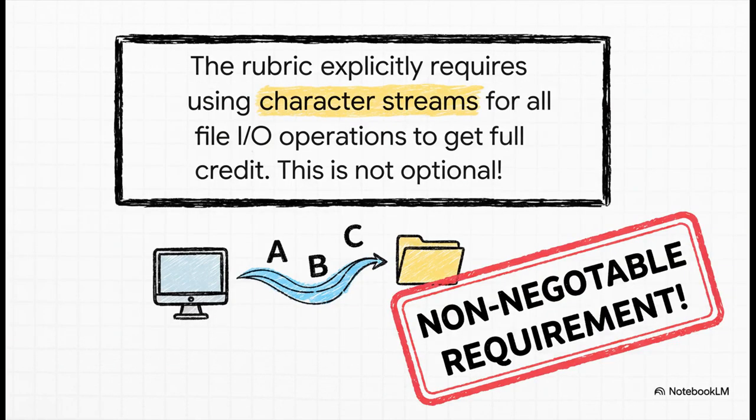Now, hold on, because here's a super important technical detail. The rubric is very, very specific about this. You have to use character streams. Think FileWriter or PrintWriter. Why? Well, because you're working with text, right? Letters and numbers, not some raw binary code. This isn't just a friendly suggestion. It's a hard requirement to get full credit.